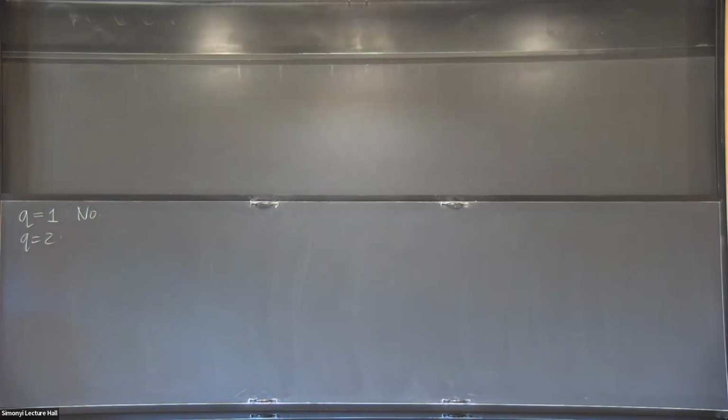Are there 2 query locally correctable codes? It turns out there is, and I'm going to tell you what it is so that you have some intuition about how these things actually look. Okay. Here's what my code is going to be.